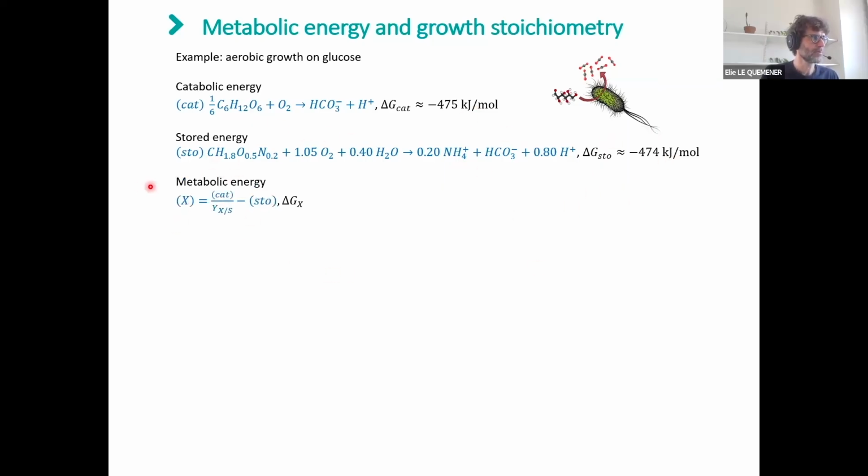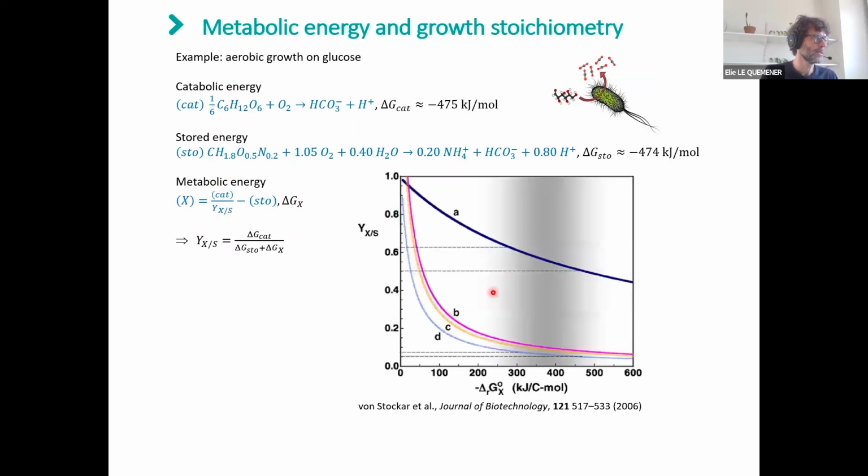And we know that what we want is metabolic energy in the end. That is a combination of catabolic energy and stored energy. This combination is linked with the yield here, that is expressed in this equation. And if you take these two equations into account and you plot this, you can compute this yield. Why that is interesting for us as a function of all the different energy quantities.